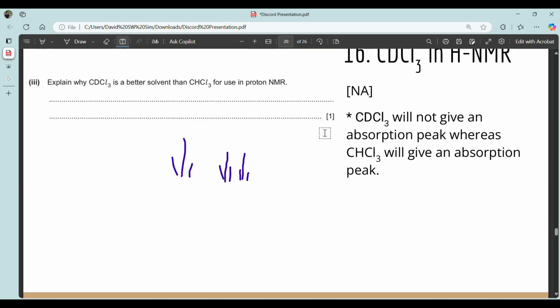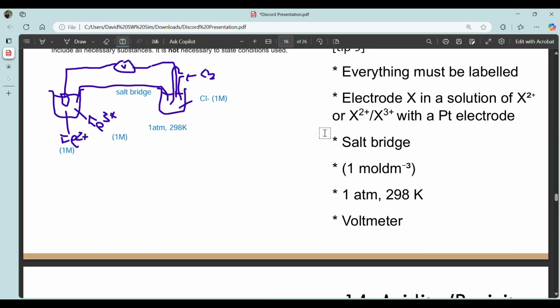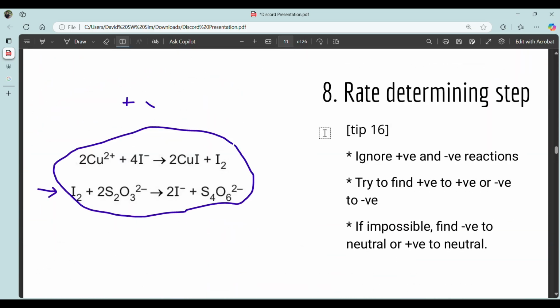Do you have any questions about A2 chemistry in general? It doesn't have to be the stuff inside here.